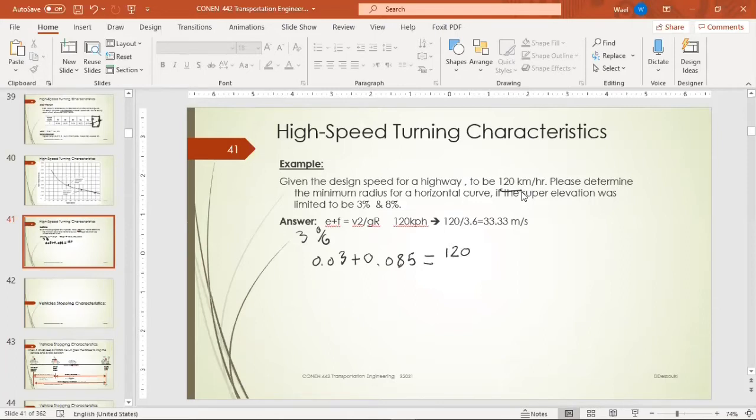Remember, 120 is in kilometers per hour. So we had to multiply it here, 120, by 1,000 and divide it by 3,600. This way it becomes meters per second.